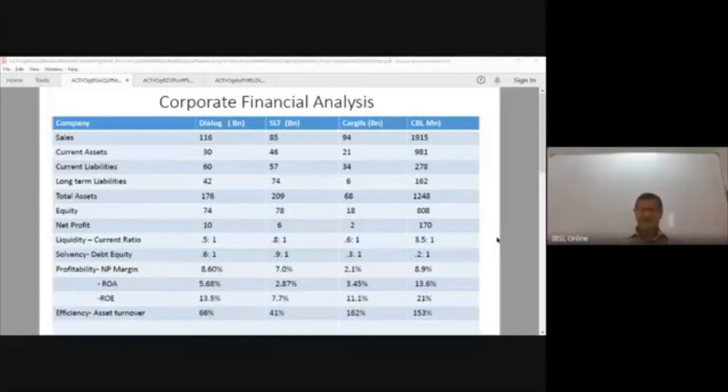But companies which are providing services, their assets are more or less fixed, like towers, buildings. So those investments will pay off in the long term. So Dialog and SLT, though asset turnover is 66% and 41%, still they are giants in the industry. So with this, I hope you will understand the risk component of looking at the financial ratios.